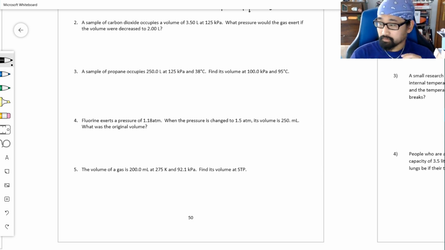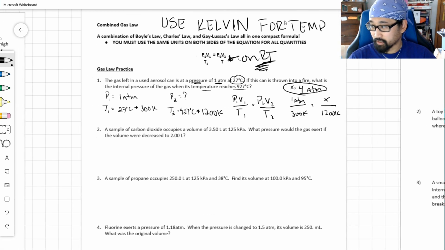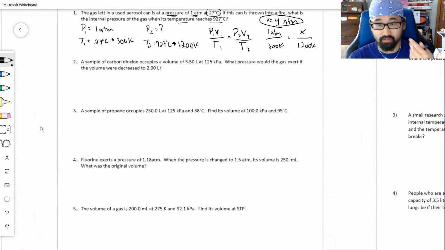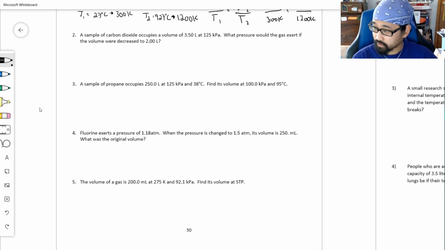So setting these up, you should just be using this equation, again, from the reference table. Make sure to use Kelvin for your temperatures, because if you don't, you can end up with like 0 in the denominator, and that's just not a thing that can happen. So alright, here we go.